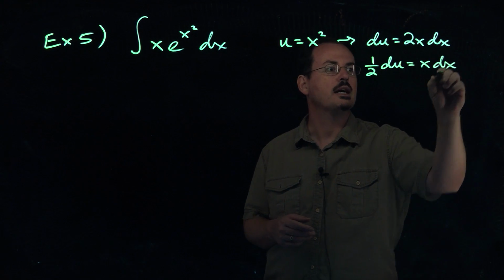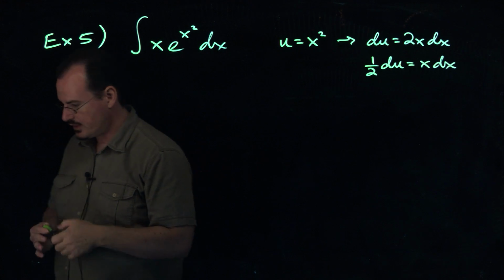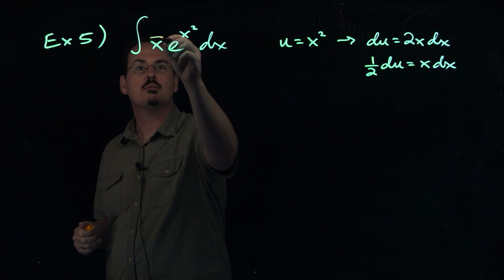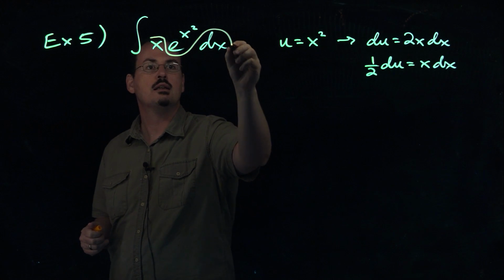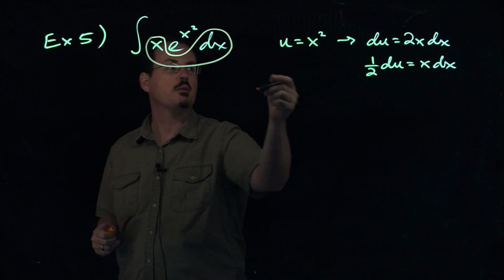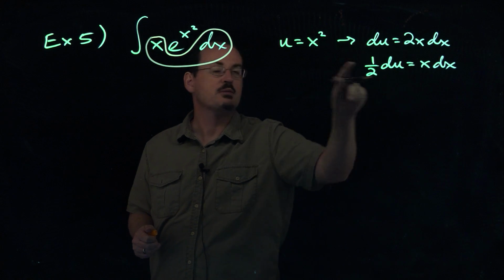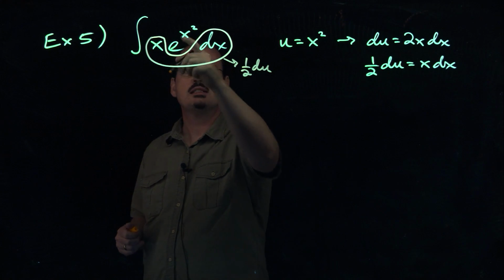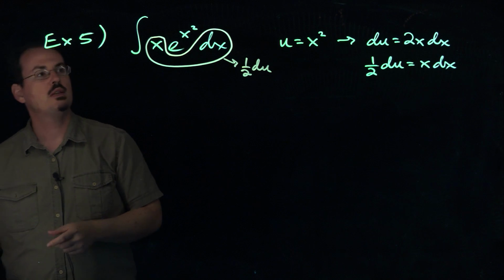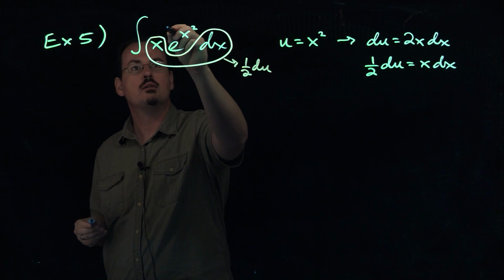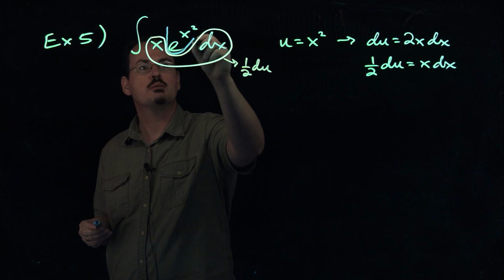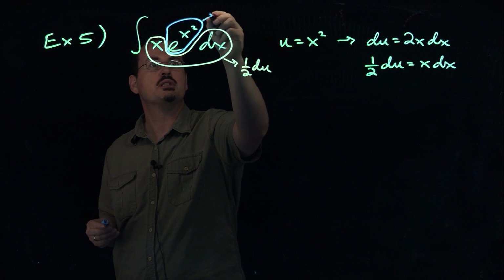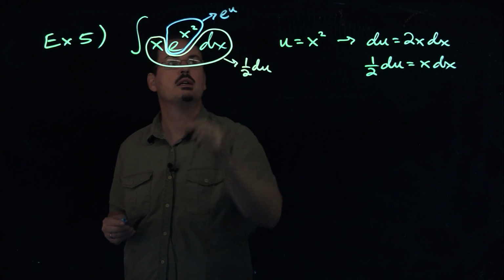is equal to x dx. Okay, so now if we come over here and look at what we've got, the x and the dx together, we're going to circle that. What does that become? X dx becomes 1/2 du. Okay, so that's 1/2 du. The rest of it, the e to the power of x squared, what does that become? Well, according to our substitution, u was x squared, so that becomes e to the power of u.